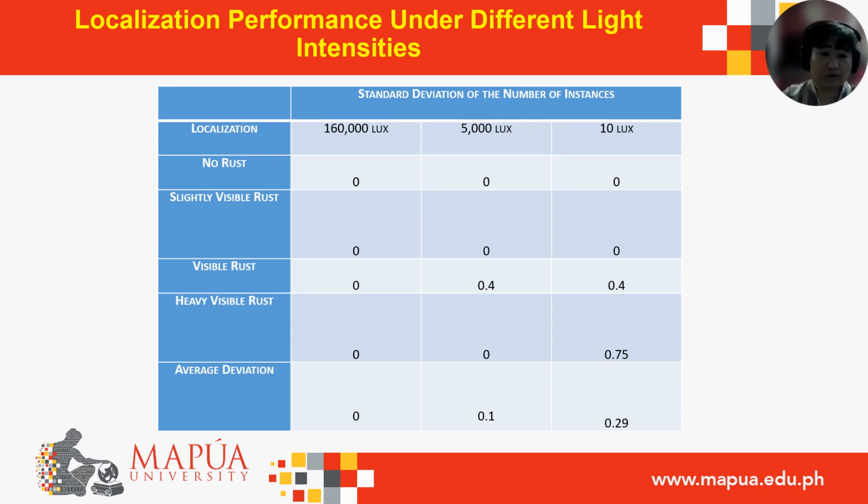Here it shows how consistent the rust locator, or the Mask RCNN model, is under different light intensities under 5 trials. The standard deviation of the number of instances recorded under the trials for each class was used to determine the consistency, and it is observed that the localization performance under different light intensities was more consistent under 160,000 lux.